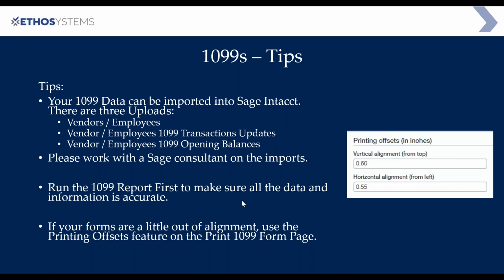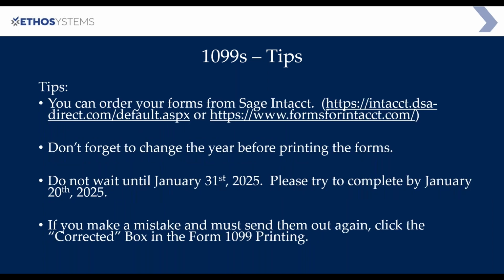So again, I talked about this a little bit, but your 1099 data can be imported into Sage Intacct. There are basically three uploads: the vendor employees, the 1099 balances, and the transaction updates. I would say work with the Sage consultant if you want to bring the imports in. Run the 1099 report first. I think I've said that a couple times. And if your forms are a little bit off, there is an offset aspect for vertical and horizontal alignment. So if you just need to adjust them a little bit, please do so.